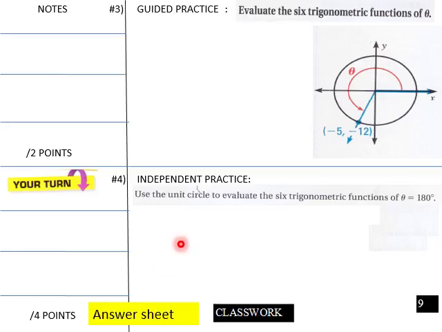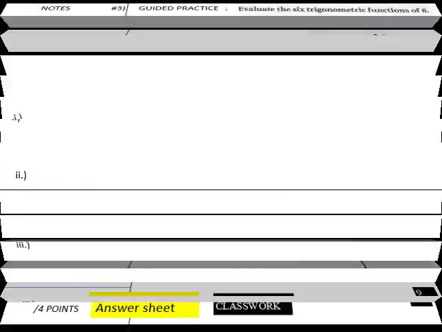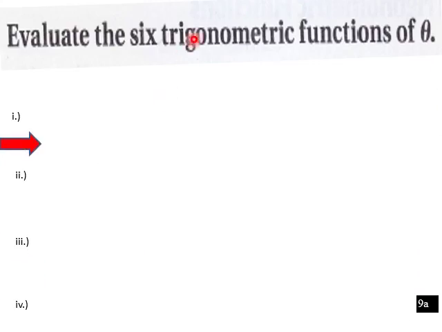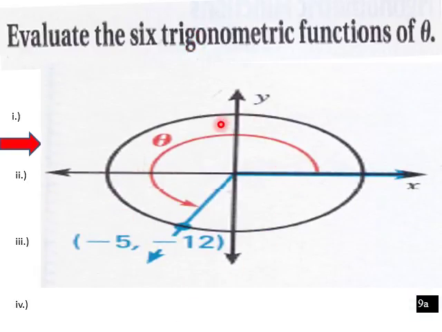Okay, our guided practice. Students, use the unit circle to evaluate the 6 trig functions of theta equals 180. We're going to do this in our guided practice here. Now evaluate the 6 trig functions of theta here.